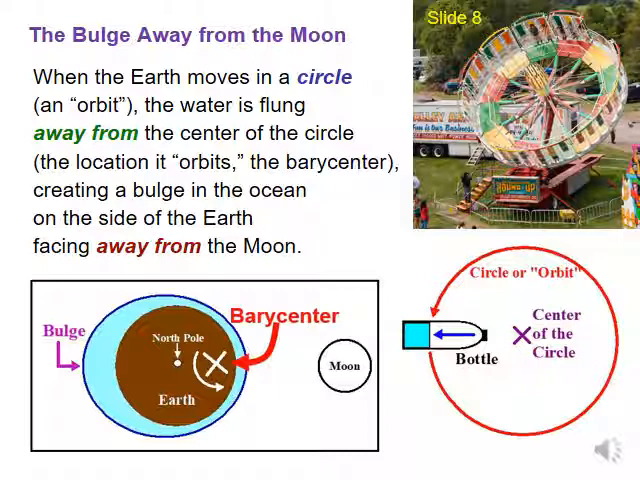In the same way, the water on the Earth gets flung away from the barycenter, owing to the Moon's orbit around the barycenter, causing a bulge on the side of the Earth away from the Moon and creating the second bulge. Experiment: fill a clear bottle with some liquid, about halfway or less, or just go get any partially empty, clear bottle out of your refrigerator. Now, spin in place and watch the liquid. Notice how it moves away from you, away from the center of the circle.